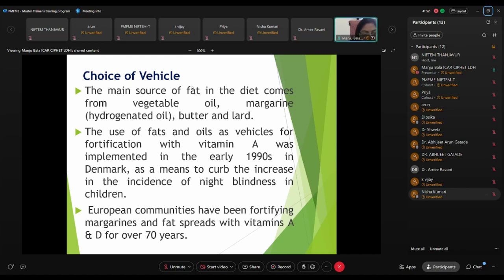You can see on the slides that certain countries have selected this carrier, and they have been doing this fortification of oil and fat for about 70 years. European countries are already adding vitamin A and D in their diets.